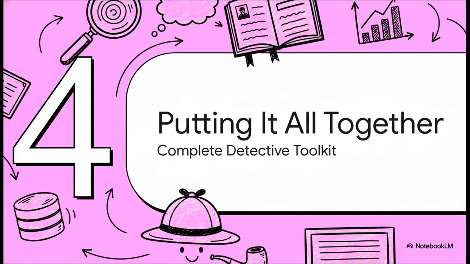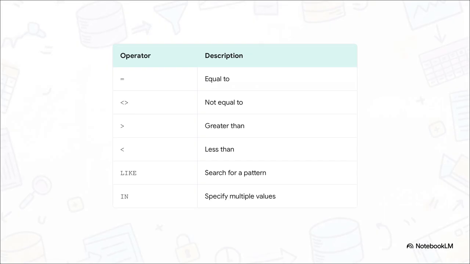Whew. Okay, we have covered a ton of ground. So let's just step back for a second and organize everything we've learned into one complete, ready-to-use data detective toolkit. So think of this as your new cheat sheet. You've got your basic equal sign for exact matches, your comparison operators for numbers, the awesome LIKE operator for finding patterns, and the super clean IN operator for checking against a list. This is your core set of tools for pretty much any filtering task you'll face.